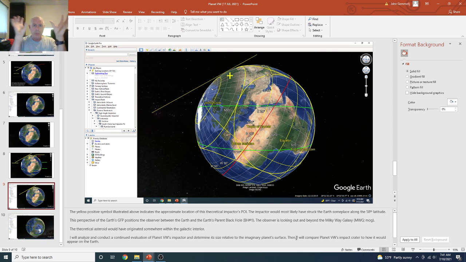I mean, the one on the left and the one on the right are probably somewhat equal in size. They would have to be somewhat equal in size in order for the galaxy to remain stable.